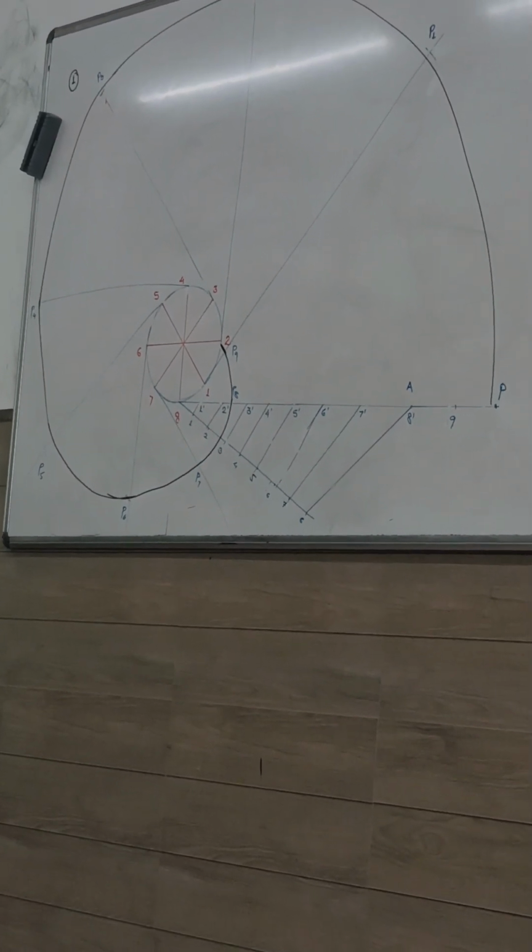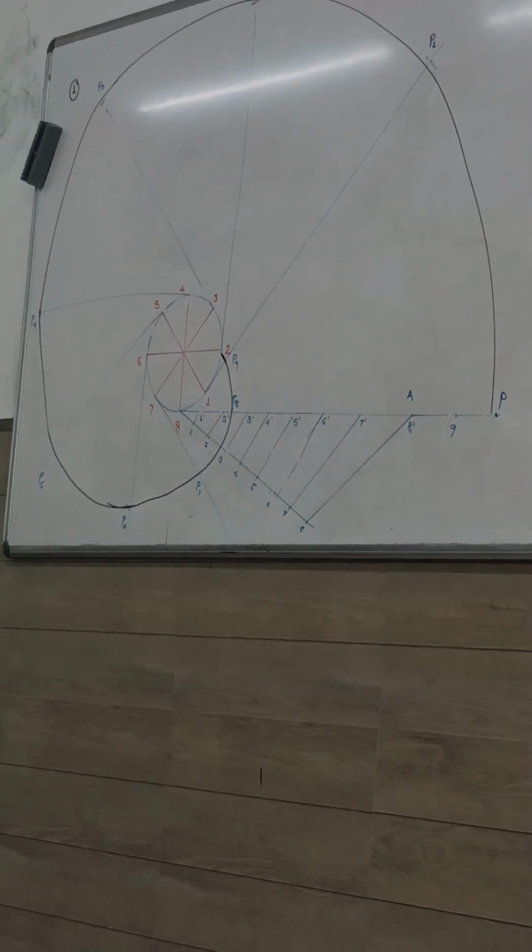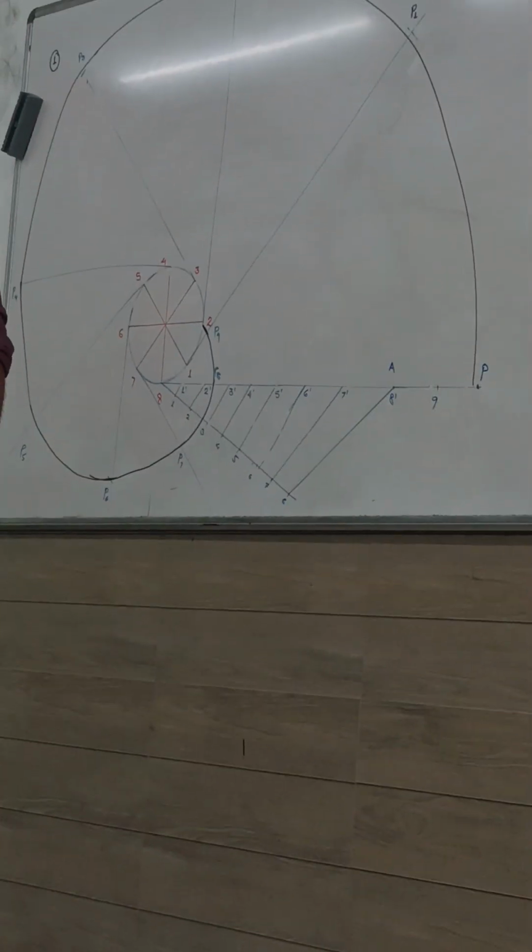Draw tangent and normal at any point. टेढ़ी लाइन. Yes. 8 dash. P9 कैसे आया? P9.